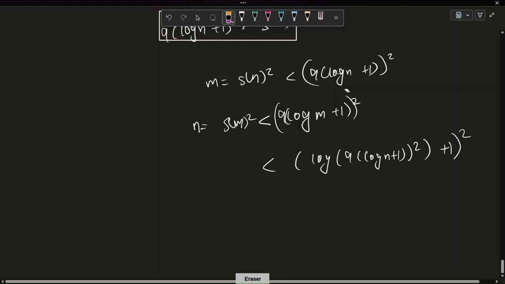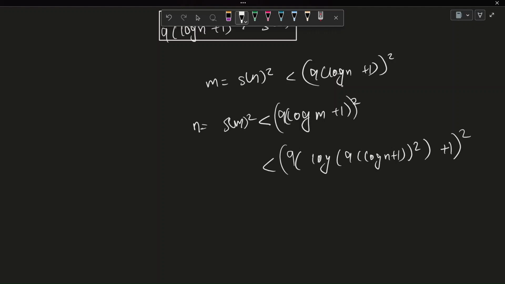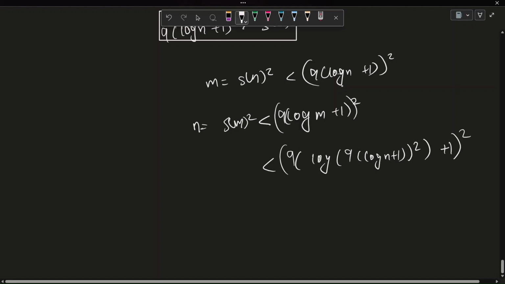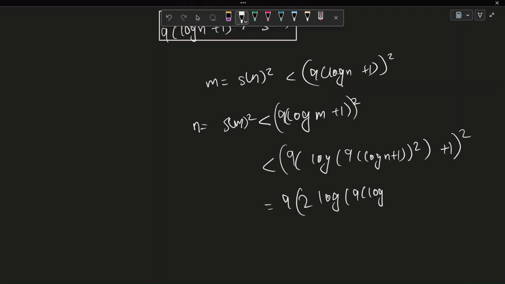Yeah, this is our inequality. And notice that because there is a square here, wait, I'm confusing these signs a little bit. This can be written as 9 times twice of log of 9 times log of n plus 1 plus 1 the whole square.